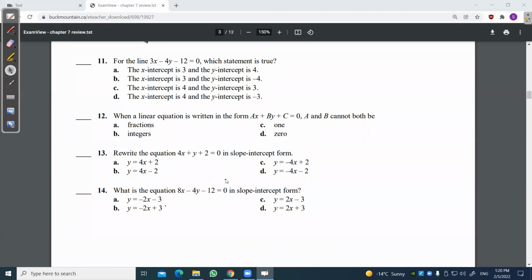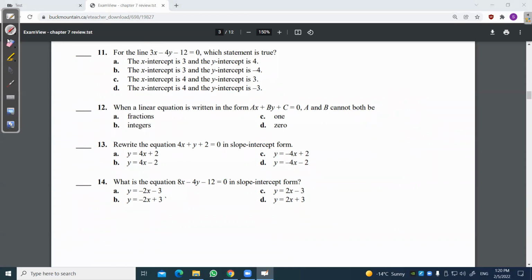Number 13, rewrite this equation in slope-intercept form. So slope-intercept is y equals mx plus b. How do we do this? You have to replace y and x with a 0? No, that's to find the intercepts. This question's asking us to rewrite this equation in the form y equals mx plus b. We're not trying to find the intercepts anymore. We're just trying to rewrite it in this form so we can see what the slope is and what the y-intercept is.